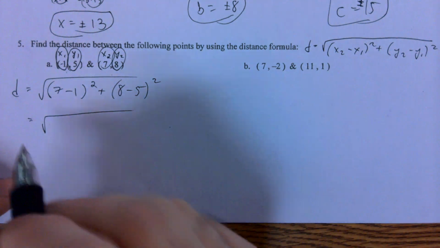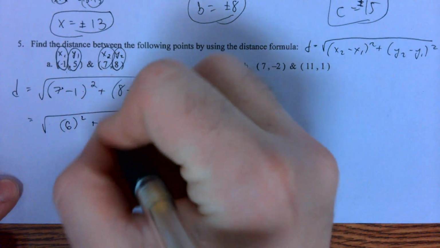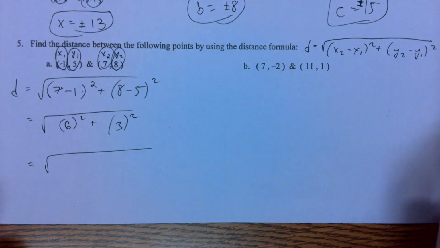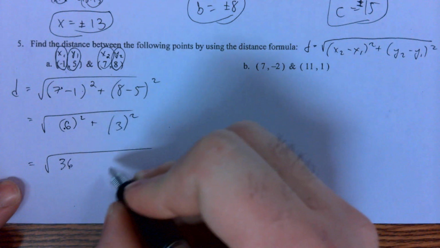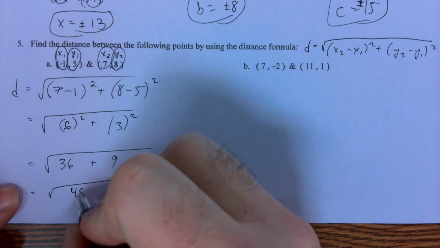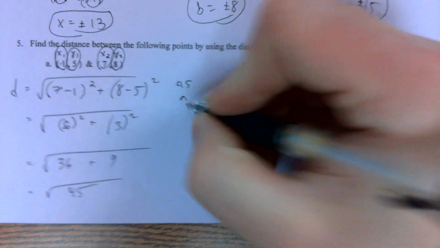The P in PEMDAS is parentheses. 7 minus 1 is 6. 8 minus 5 is 3. The E in PEMDAS is exponents, so 6 squared is 36. 3 squared is 9. When I add these together, I get 45. Well, 45 is not a perfect square, but I can simplify it with a factor tree.